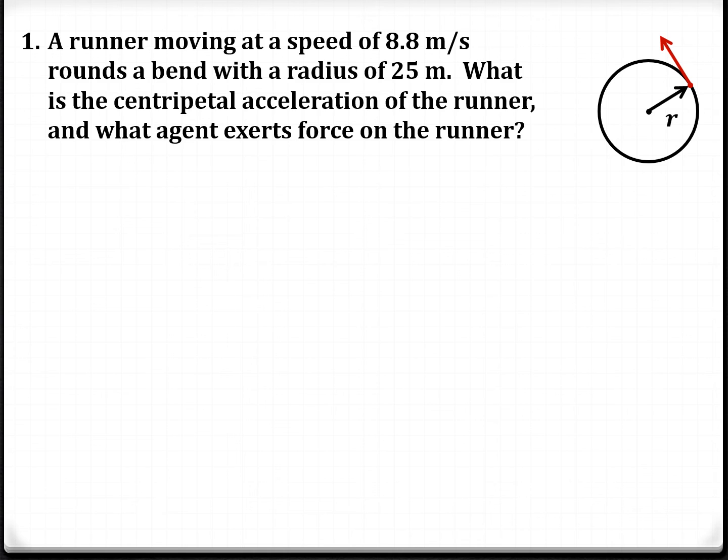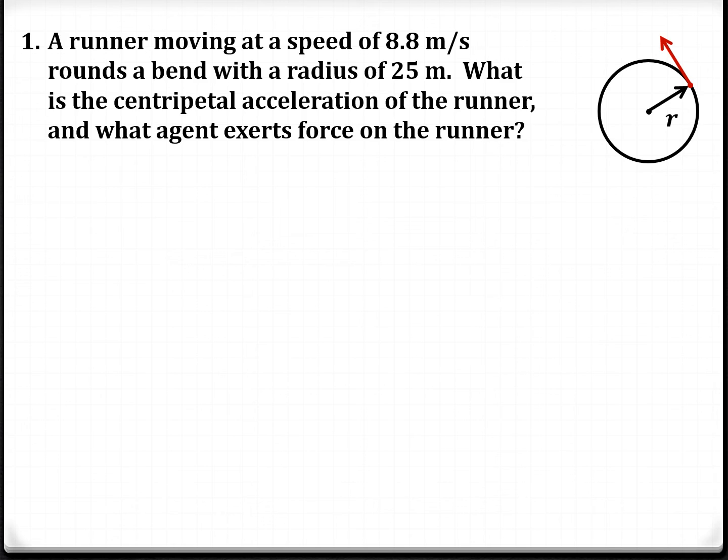Number 12, it says a runner moving at a speed of 8.8 meters per second rounds a bend with a radius of 25 meters. What's the centripetal acceleration of the runner, and what agent exerts the force on the runner? So what is actually supplying that force? And again, we can't say centripetal force because centripetal force is a net force. It's not an actual force. Something has to supply that net force that's being applied to the runner.